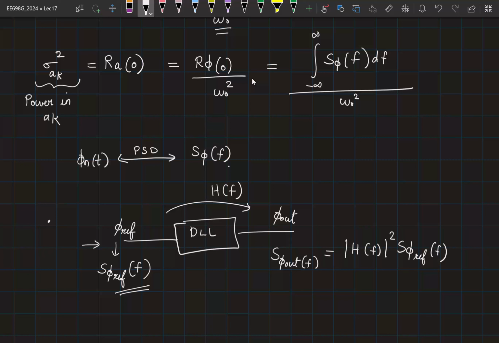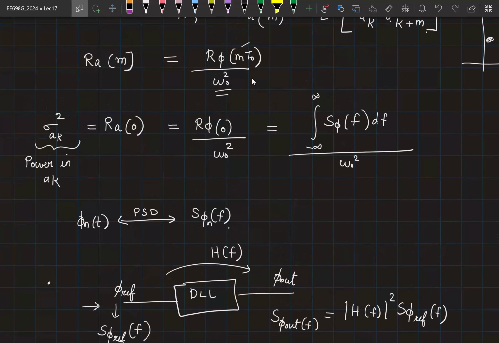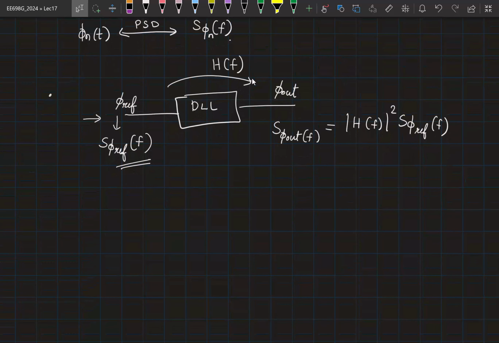Shouldn't that be S phi n? What are you calling S? Acha, this one. Matter of convention. If you want to call it S phi n of f, we can call it S phi n of f. I was thinking about phi ref as the signal that we are giving. Phi ref is the phase of that clock signal that we correct.